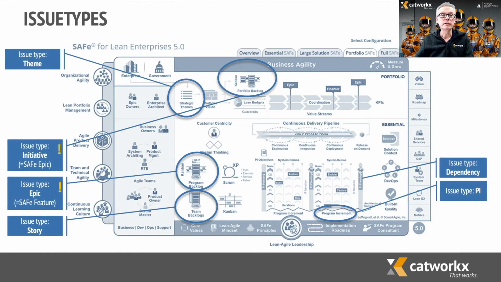To translate the different definitions of issue types in Jira into the SAFe framework, we have defined some new types like dependencies and PIs, and we use the existing types in Jira in a conversion to the SAFe framework. These are stories for the team level, PI and dependencies to show the work packages and the interdependencies between teams, epics called features in SAFe, initiatives called epics in SAFe, and themes on the strategy level.